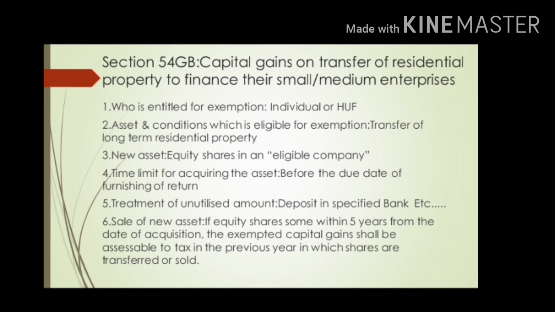and the treatment of unutilized amount is treated as deposit in specified bank account. From all the above situations, the unutilized amount is deposited in capital gain account scheme, but as per section 54GB, the unutilized amount is deposited in specified bank account. Also, it's a new section. Then sale of new asset: if equity shares are sold within 5 years from the date of acquisition, the exempted capital gain shall be assessable to tax in the previous year.